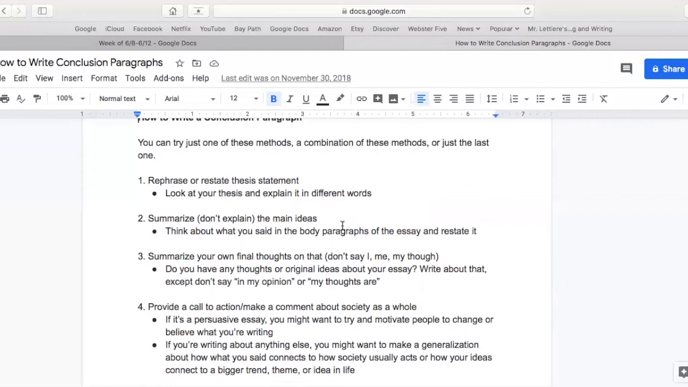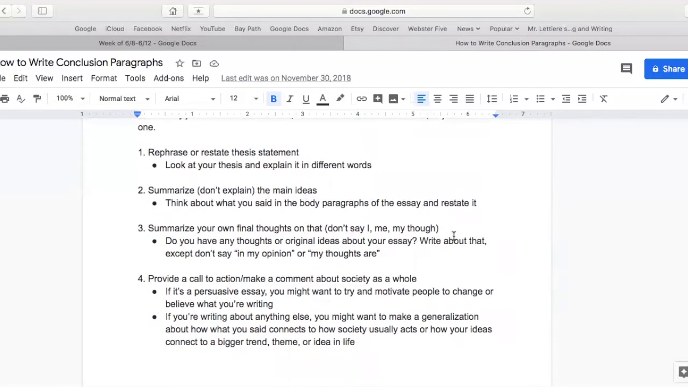Your body paragraphs were for explaining to me what your points are and how you can back up your points. There should be no backing up of points in the conclusion. It's just boom, boom, boom, here were my points, and this is what was said. But don't say I, me, my in that. Don't say here were my points. So think about what you said in your body paragraphs, briefly restate them. Summarize your own final thoughts.